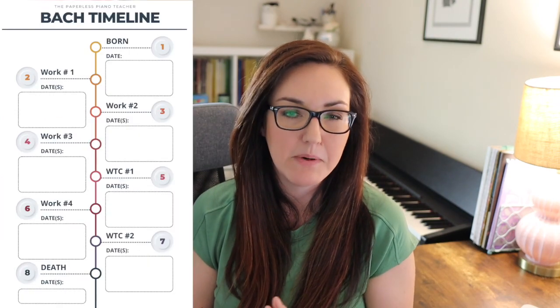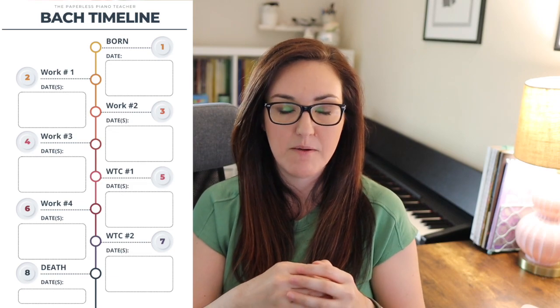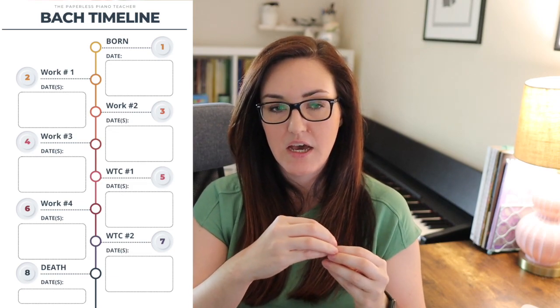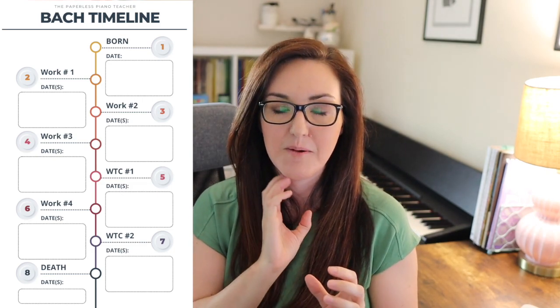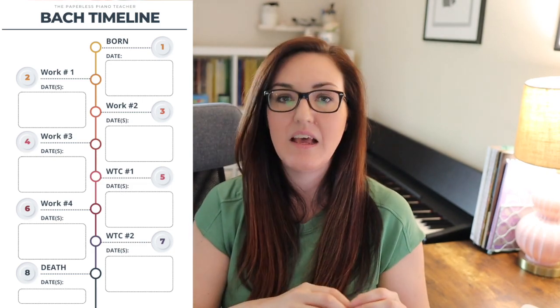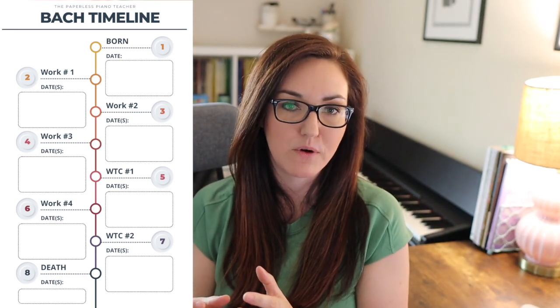So for someone like Bach, you might want to start with the major dates of the different jobs he had or the places he was. Start with those major dates, and then you can break those dates down further into what happened while they were at that workplace. Same with Beethoven. You can start with his early life and then break it down into his composition periods.